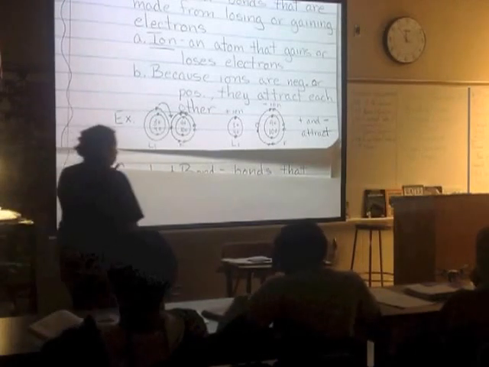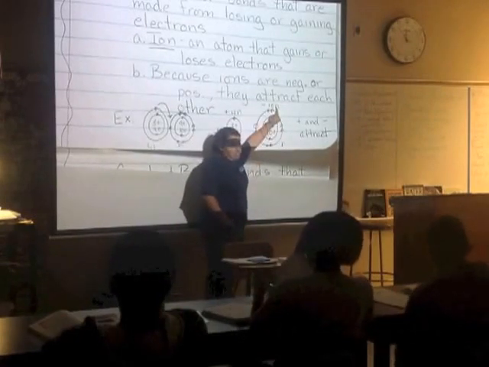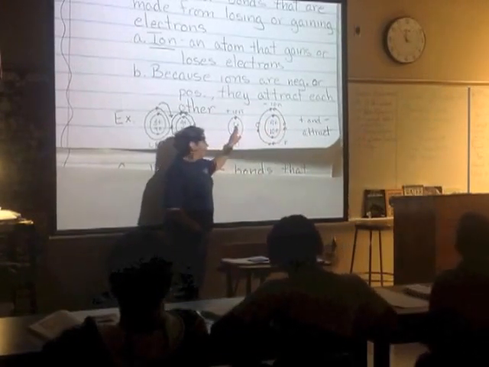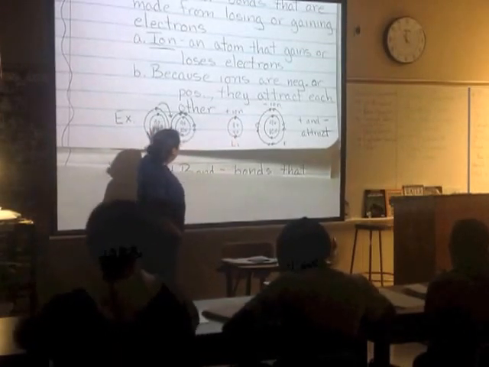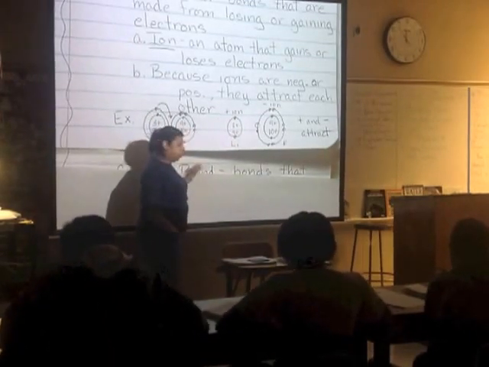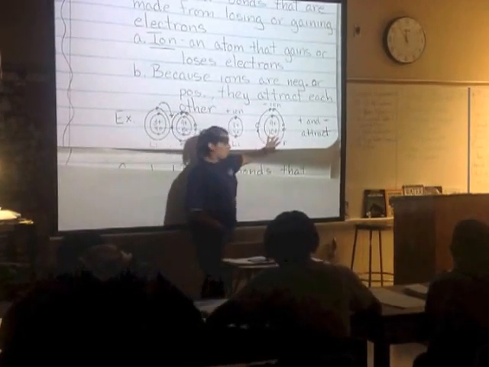Very good. So do you see how if you have more negatives than positives, then you're negative, right? If you have more positives than negatives, then you're positive. So when lithium gives up an electron, it becomes positive. When fluorine takes an electron, it becomes negative.